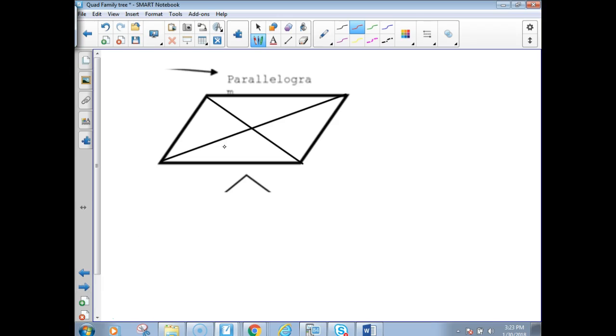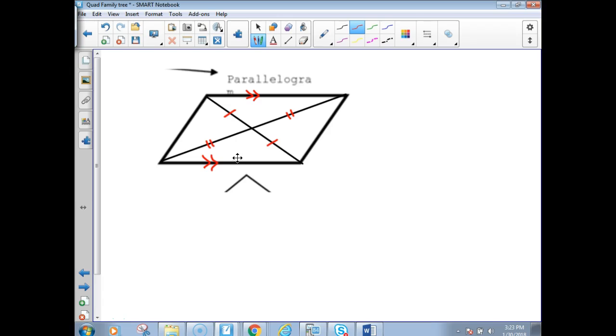Okay. Now we're going to jump over to the parallelogram. Put in the diagonals, please. We should know that the diagonals bisect each other, so I'm going to single slash the shorter one, double slash the longer one. And we know that opposite sides are parallel. I'm going to double arrow on the top and bottom.